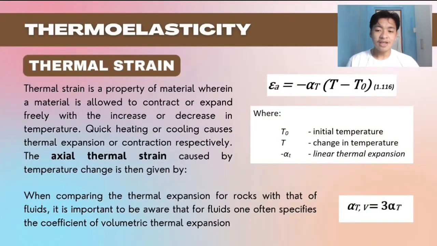Under thermoelasticity, we have thermal strain. Thermal strain is a property of a material where the material is allowed to contract or expand freely with the increase or decrease in temperature. To solve the thermal strain caused by temperature change, we have the initial thermal strain formula. As you can see, in this first formula, the negative linear thermal expansion coefficient is multiplied by the change in temperature minus the initial temperature.